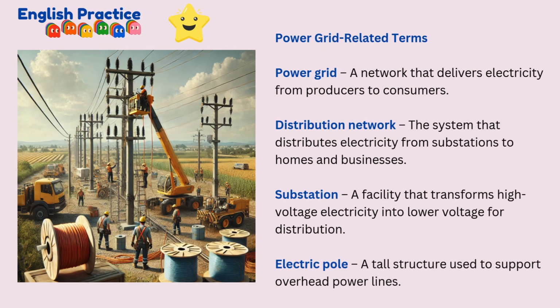Power grid related terms. Power grid, a network that delivers electricity from producers to consumers. Distribution network, the system that distributes electricity from substations to homes and businesses. Substation, a facility that transforms high-voltage electricity into lower voltage for distribution. Electric pole, a tall structure used to support overhead power lines.